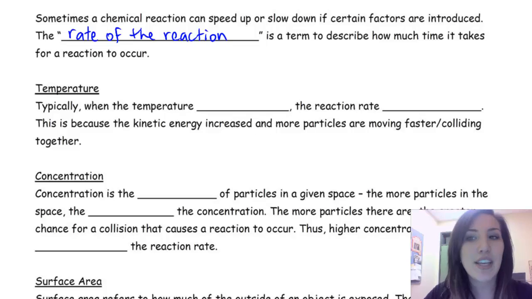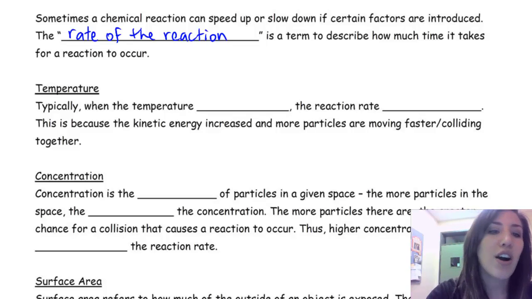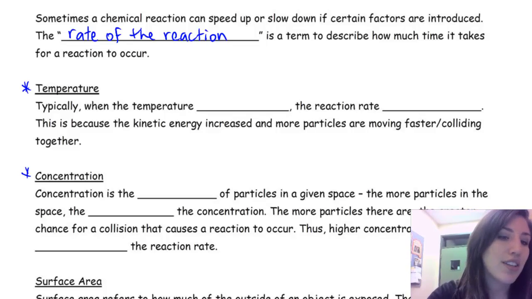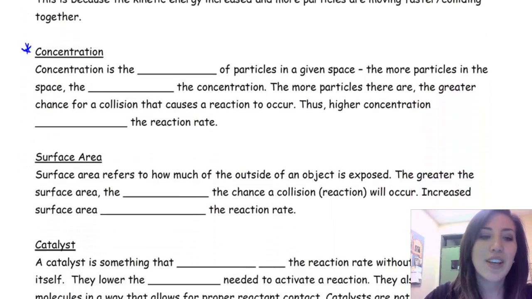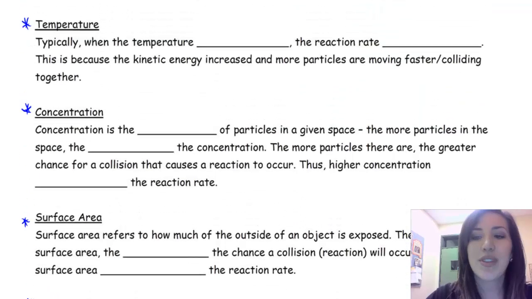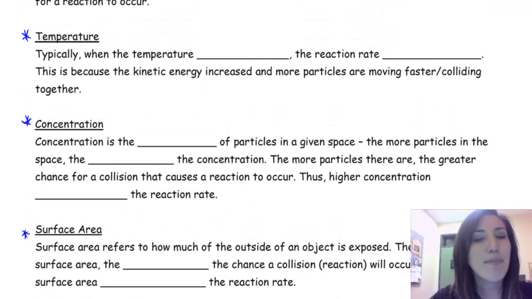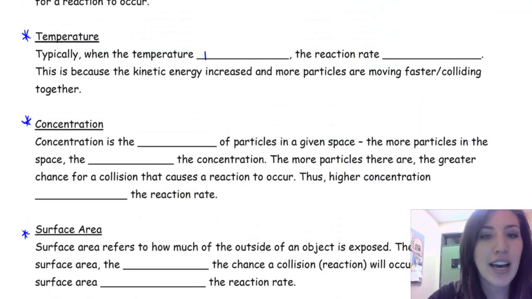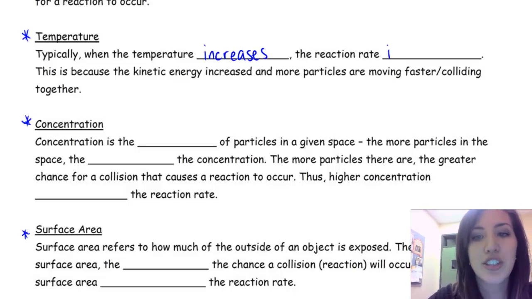So a few ways that you can alter the reaction rate, how fast your reactants are coming together to make your products, are through temperature, concentration, surface area, and with a catalyst. So let's look at temperature first. Typically, when your temperature increases, then your reaction rate increases.